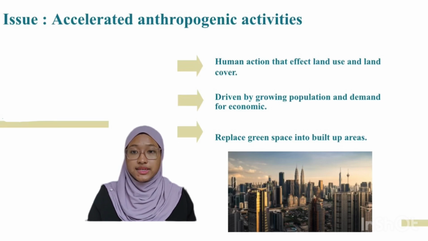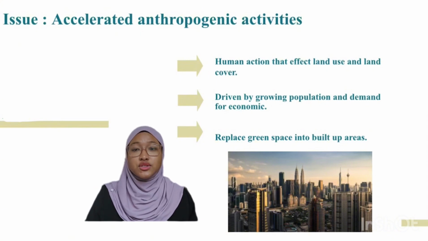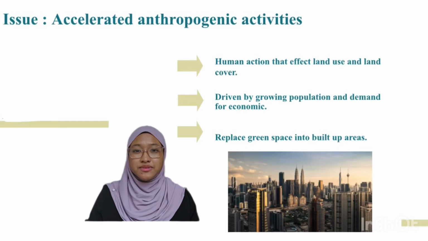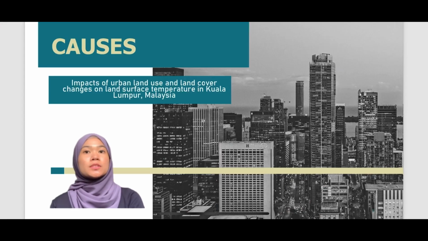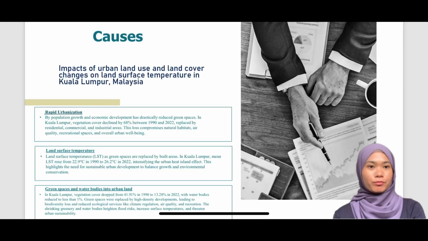Accelerated anthropogenic activities shape our cities. Let's build a future that's not just big but also sustainable. Causes of urban land use and land cover changes on land surface temperature in Kuala Lumpur, Malaysia. First, rapid urbanization.